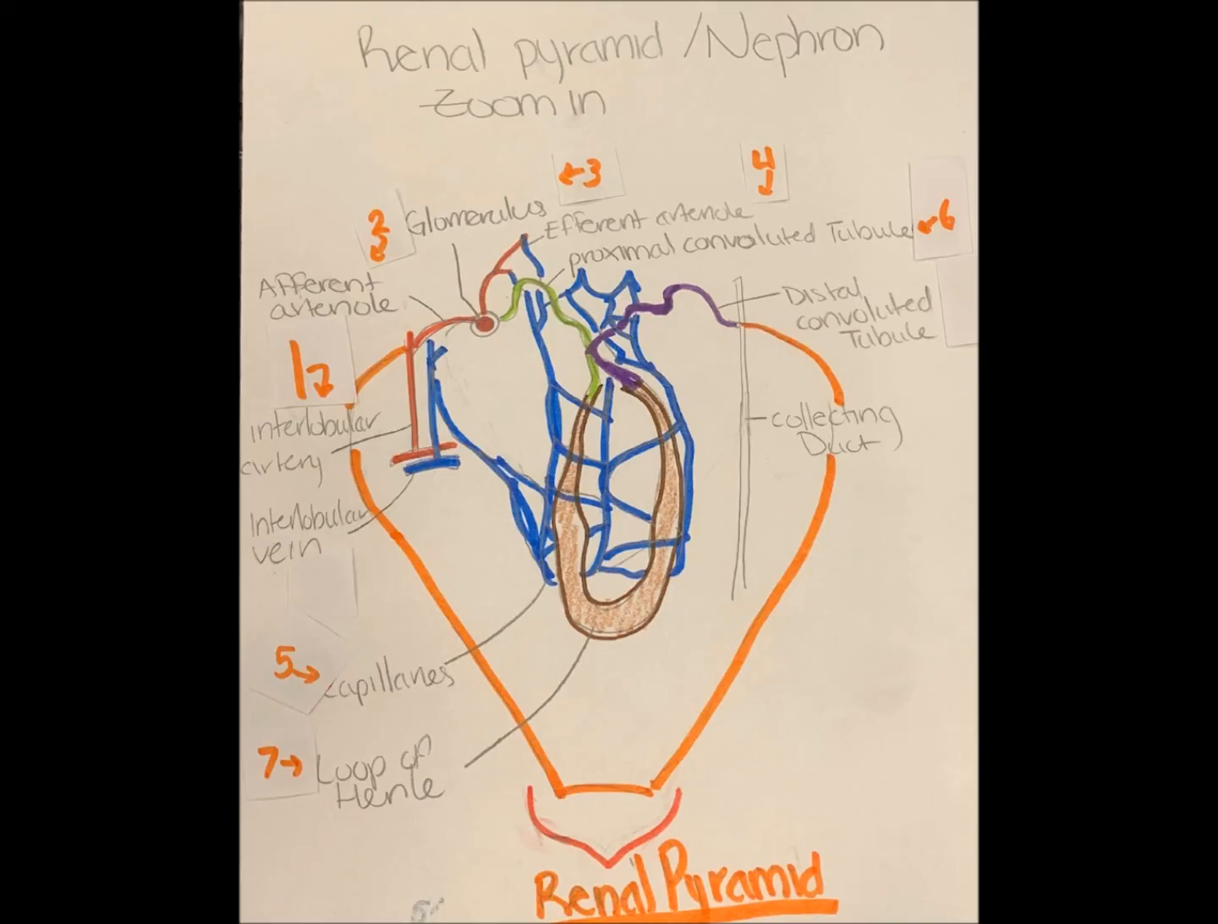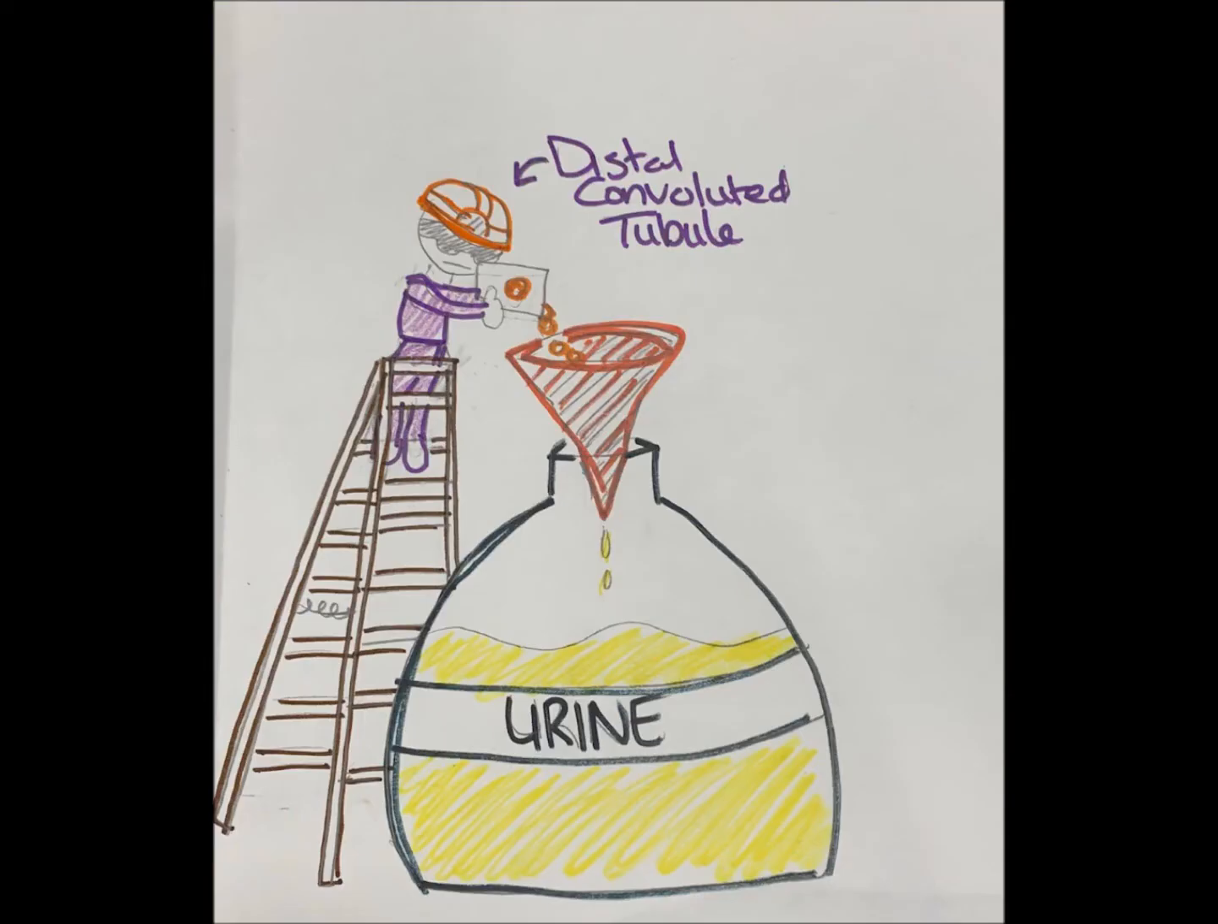The next step in the tubule is the loop of Henle. This area creates a concentration gradient that allows for the reabsorption of water, sodium, chloride, calcium, and potassium. Next is the distal convoluted tubule, which further reabsorbs ions and regulates the pH of urine. This tubule regulates pH by secreting protons and absorbing bicarbonate.